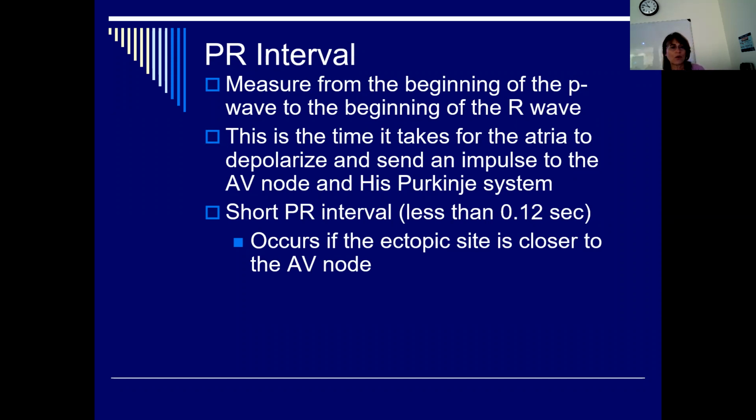The normal PR interval occurs between 3 and 5 little boxes. So if everything is going normally in the heart, it's going to take 3 to 5 little boxes for the SA node to send a signal to the AV node and the ventricles. If the PR interval is less than 3 little boxes, that gives us a clue that it wasn't the SA node that started the impulse. The impulse started somewhere closer to the AV node.